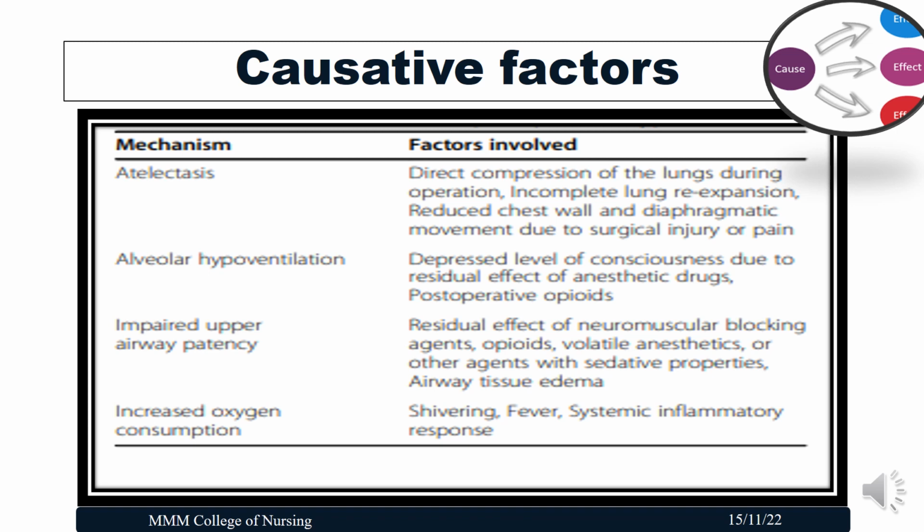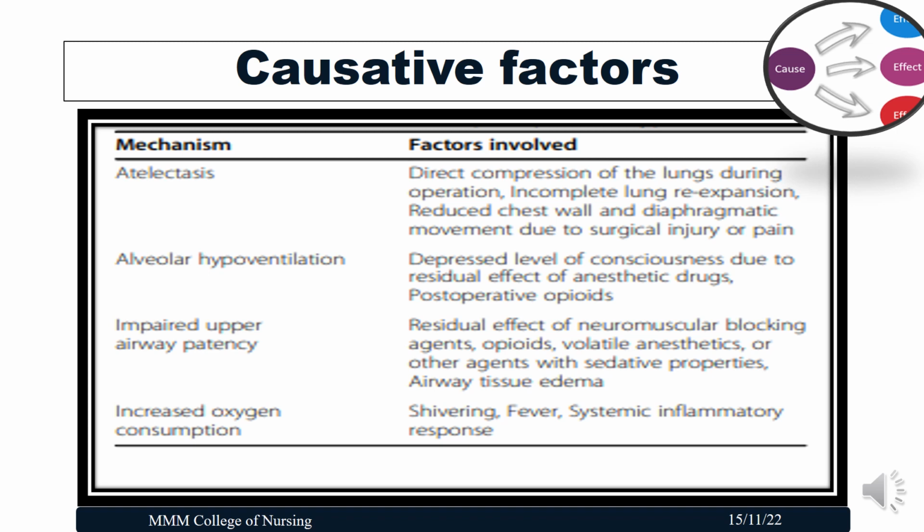So when there is a collapse of the alveoli, or atelectasis, that can lead to hypoxia. And the second mechanism is alveolar hypoventilation. So how can this alveolar hypoventilation happen? When there is a depressed level of consciousness due to residual effect of anesthetic agents or postoperative opioids. When we are administering anesthetic agents or postoperative opioids, there can be a depression of the central nervous system. So there will be alveolar hypoventilation, and that can lead to hypoxia.